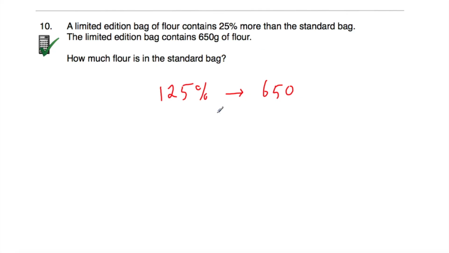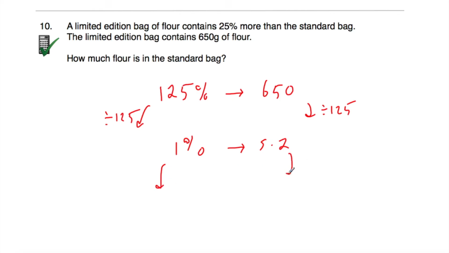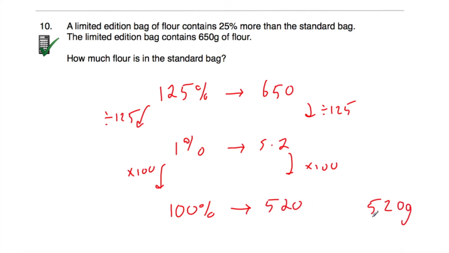Now we want to find 1%, so let's divide by 125 and divide by 125. We can find out how many grams of flour is in 1%. So 1% will be equal to 650 divided by 125, which is 5.2. Now we want to find out what 100% is, how much flour is in the standard bag, so we'll multiply by 100 and multiply by 100. 1% times 100 is 100%, and 5.2 times 100 is 520. So that means there's 520 grams of flour in the standard bag.